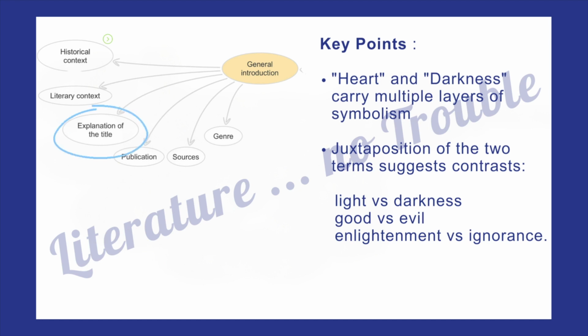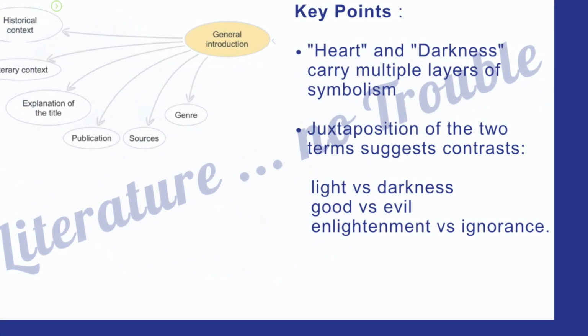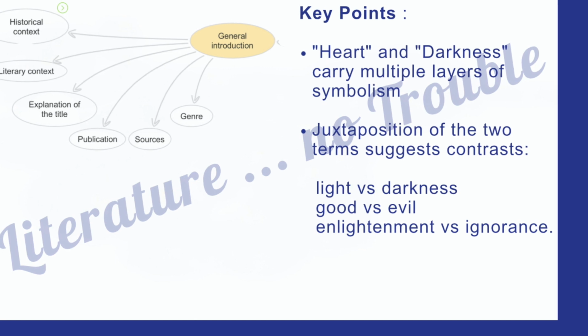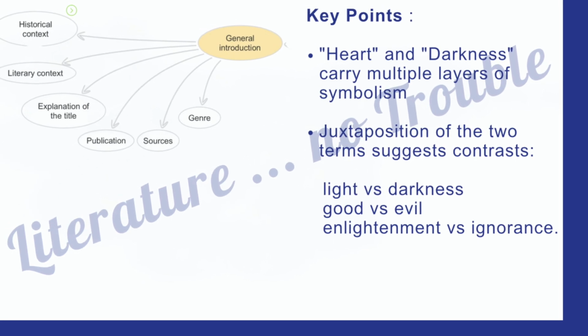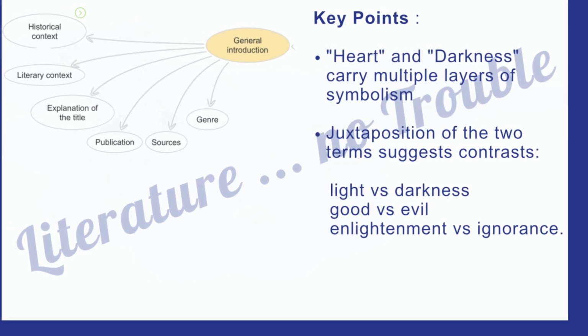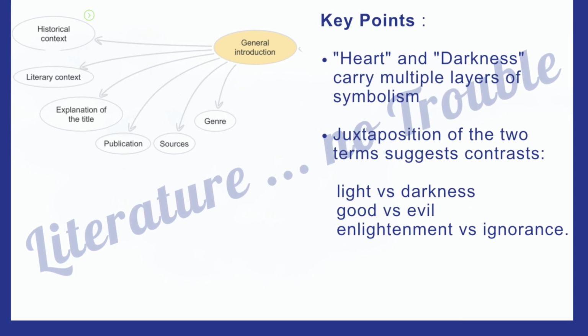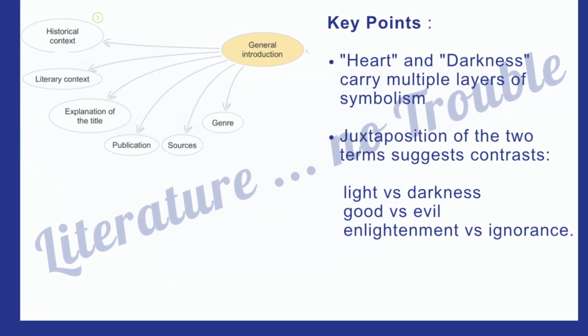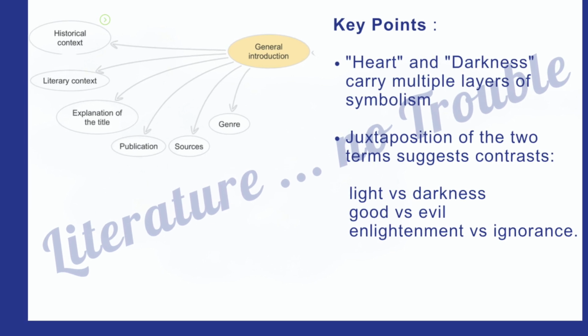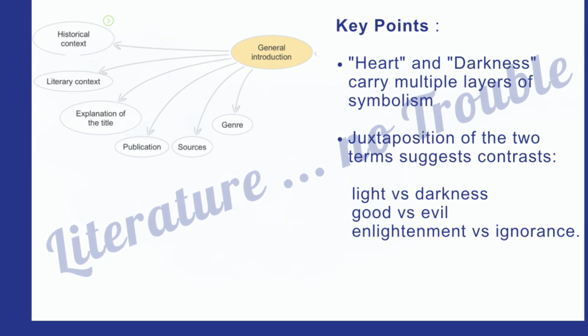When Conrad combines heart and darkness, he suggests a journey into the unknown, where characters face challenges and uncertainties both physically and metaphorically. The combination of heart and darkness underscores contrasts within the narrative, such as light versus darkness, good versus evil, and enlightenment versus ignorance. It also highlights the struggles between these opposing forces within individuals and society.